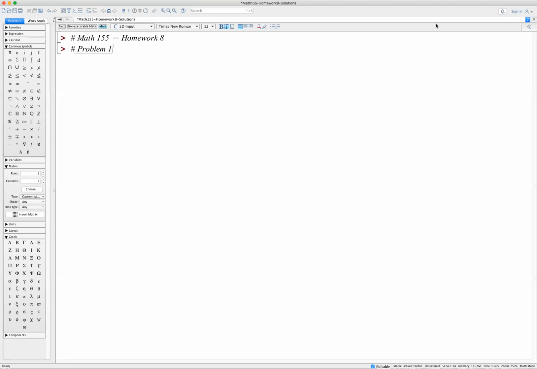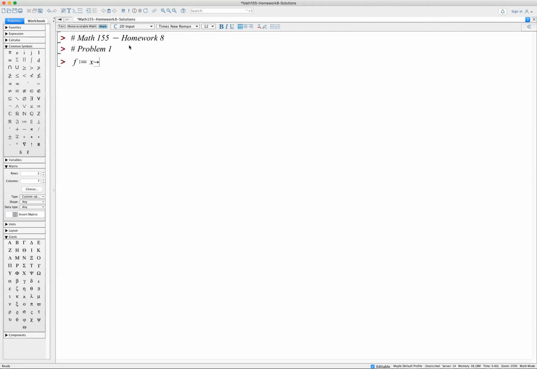All right, this is homework 8 for Maple. I'm going to go through the problems. So yes, we start with problem 1, which is just to find some derivatives and integrals. So we start with the following function.